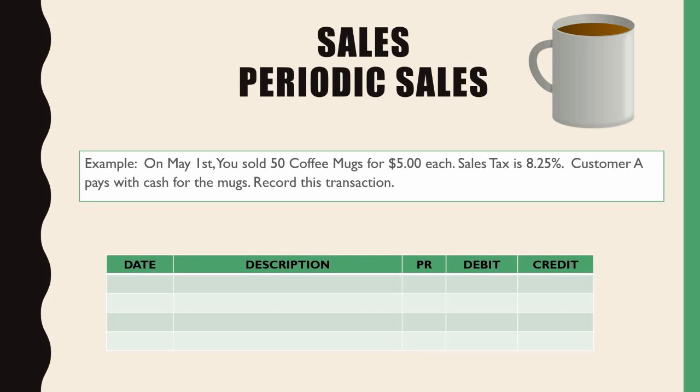Your description, are you going to call it cash? Mm-hmm. That's what we received, right? Yeah. Okay, we received cash. Okay. Let's see here. So the total amount without tax is $250. Okay.